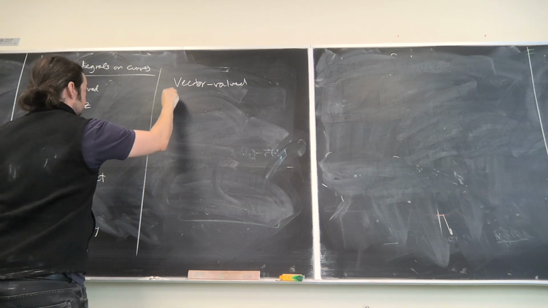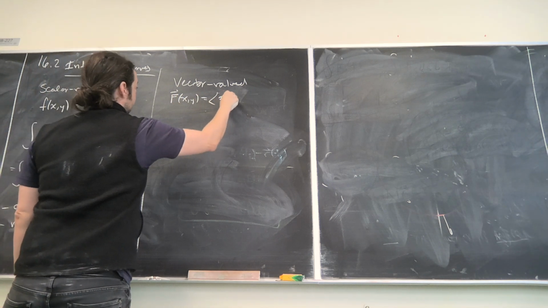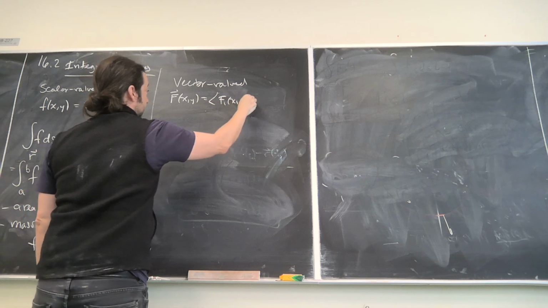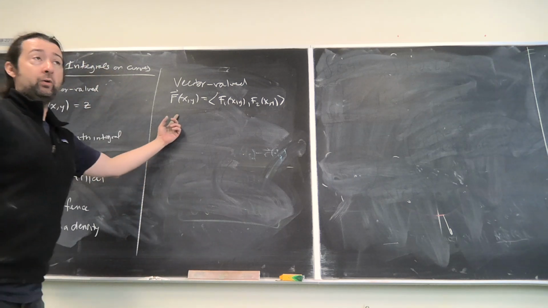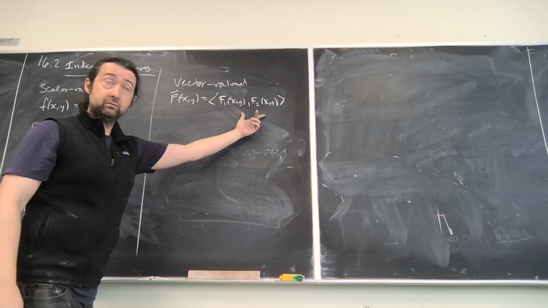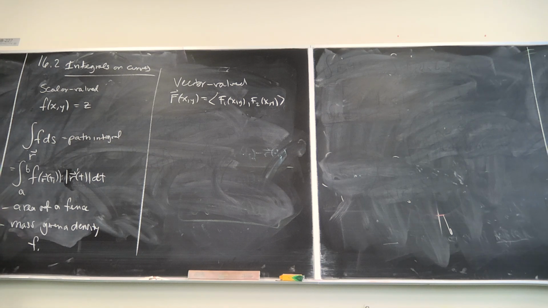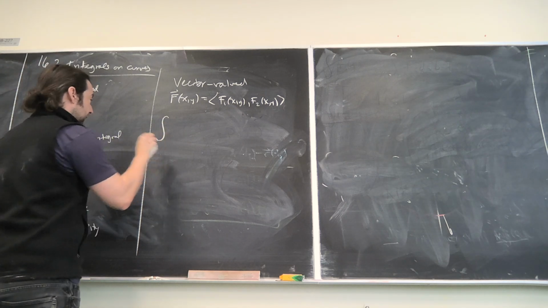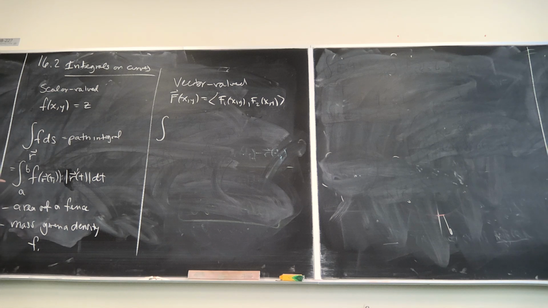So our functions now are going to look like f of x and y is equal to f1 of x and y, f2 of x and y. So we eat a point and we spit out a vector. And we're going to define something called a line integral. The terminology is kind of dumb because they're not over a line, they're still over a path, but they're called line integrals. I'm going to write down the formula and then I'm going to justify it, and then we're going to derive what the calculation formula should be.